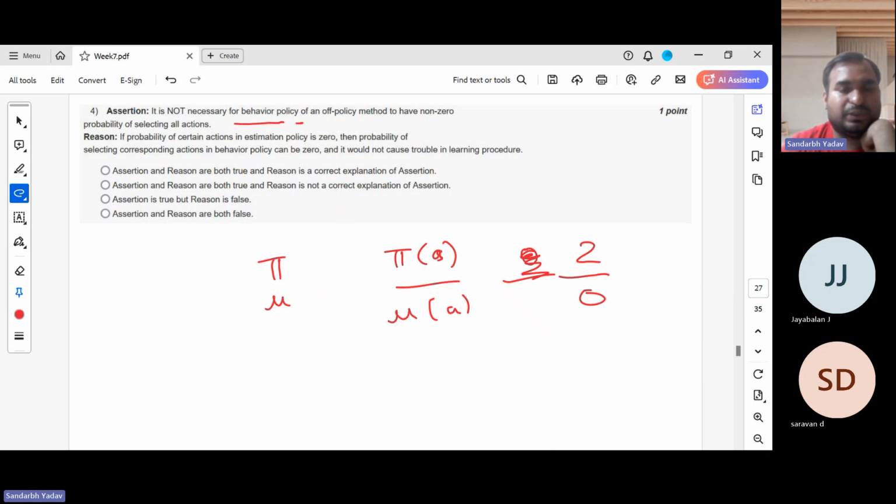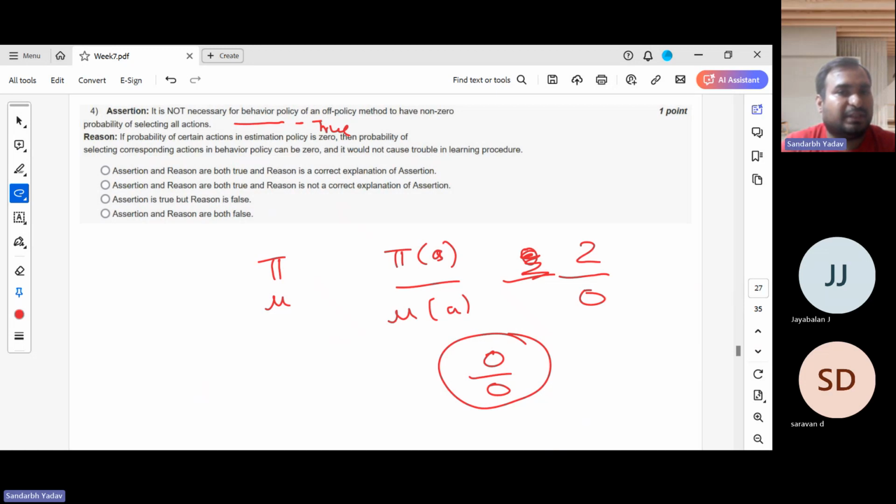So the behavior policy is the denominator. Does the denominator always have to be non-zero? You might remember this from the last lecture. A 0/0 kind of situation is allowed theoretically because those ratios were getting cut. So 0/0 is fine. It is not necessary always; it is necessary only if the numerator is also non-zero. But if it's zero, then we are fine with it. So this is true. It is not necessary, right?